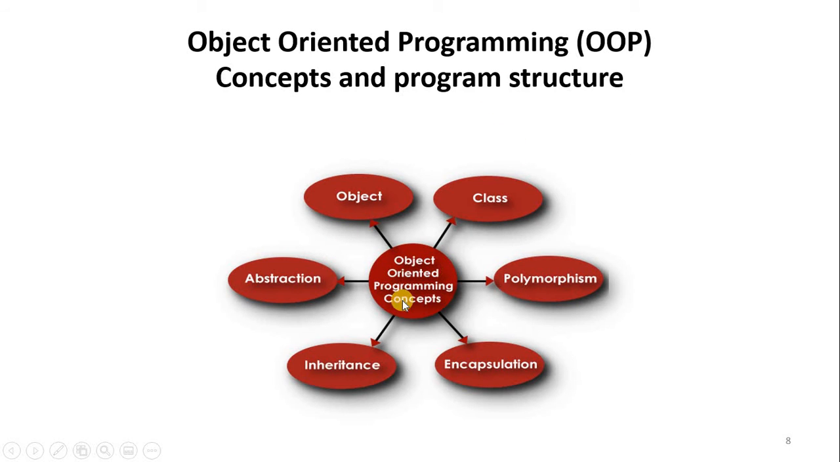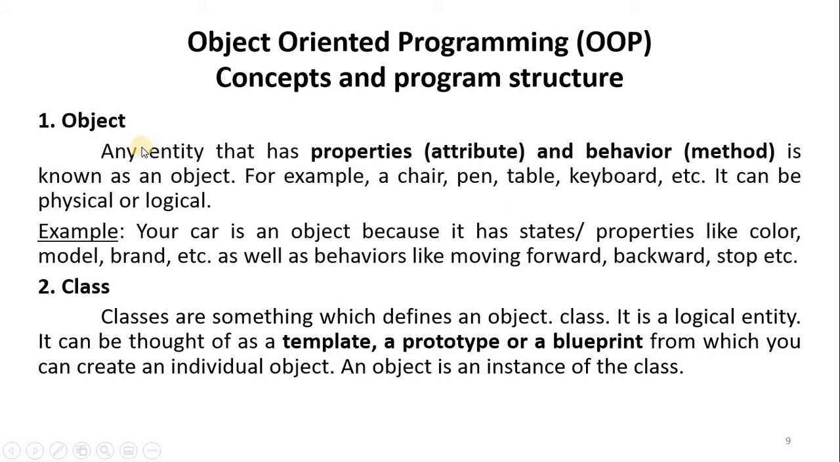So in object-oriented programming, what are the concepts we have? We have a class, we have objects, polymorphism, encapsulation, inheritance, and abstraction. We are going to discuss all of this in the forthcoming slides. As you already know about objects, now we are discussing the same again. An object is nothing but an entity.